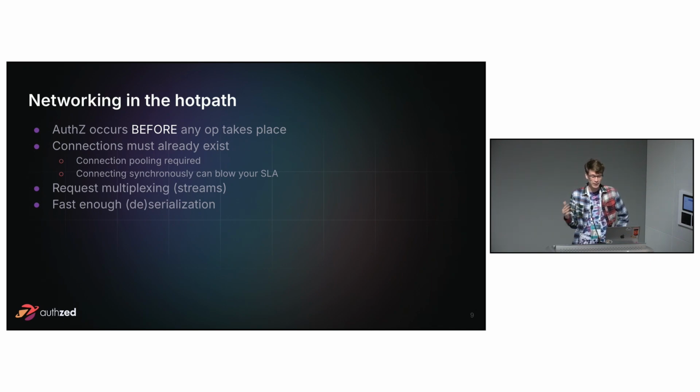This means we care a lot about connection logic. Connections need to already be established. If you have to do a synchronous handshake to establish a connection, you will blow your SLA. You can't do that. You can't even do that once. So you need connection pooling. It all has to be there. Ideally, you're multiplexing your requests across a single connection. gRPC enables that with a feature called streams. And then you just need fast serialization and deserialization on the server. Not all platforms have really fast JSON libraries if you're comparing yourself to REST, and they're tricky to write. So protobuf is definitely way more straightforward for that.